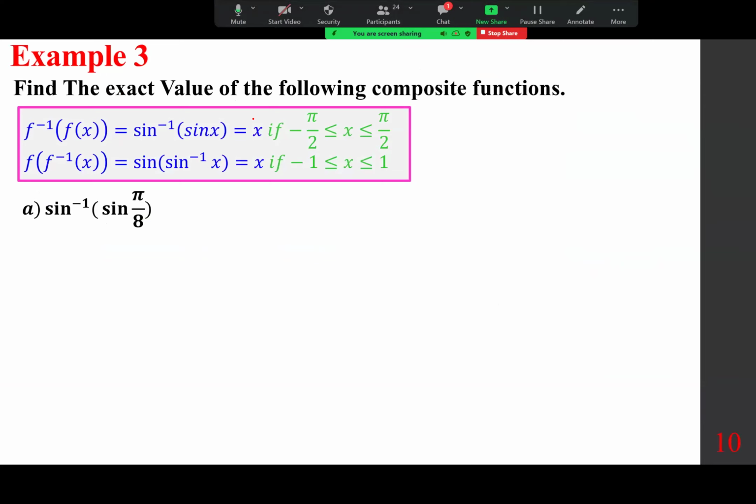Find the exact value of the following composite functions. And again, reminding everybody, it's very important to know. If you're looking at sine inverse of sine x, this x belongs to sine, and the restriction is between negative pi over 2 and pi over 2. This one, sine of sine inverse of x, this belongs to its inverse. That means the range, therefore, x must be between negative 1 and 1. So in this case, you are working with this area. Is this within negative pi over 2 to pi over 2? And the answer is yes. Therefore, it just comes out as pi over 8.